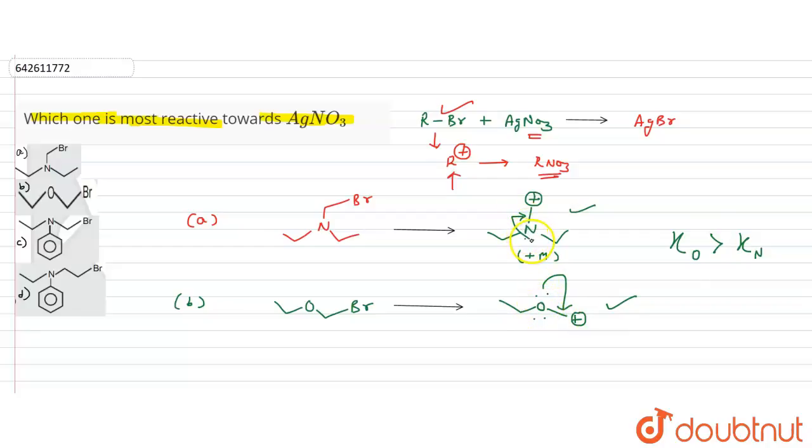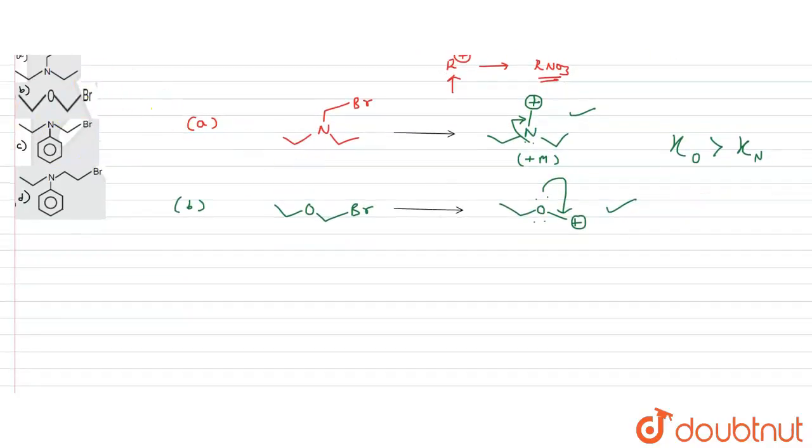So that means this lone pair will take part in stabilization. So this will be stable first, because of the low electronegativity of nitrogen as compared to oxygen. So if you compare both these compounds, this compound will react faster with AgNO3. Now let's see another option.